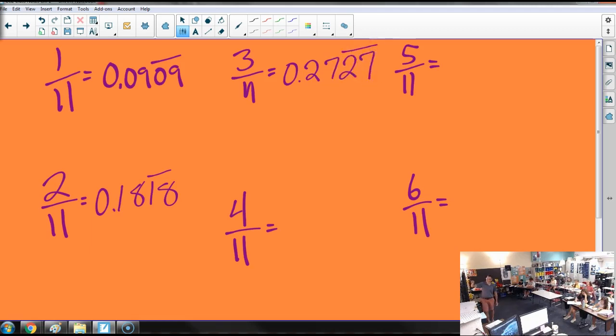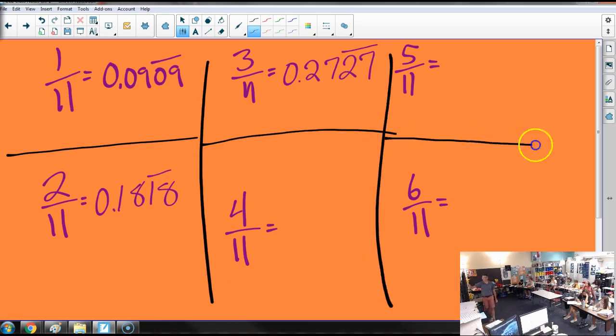1/11 gives us 0.09090909. Molly? 0.18, 18, 18. 3 11ths, you can keep going if you think you. 3 11ths is 0.2727. So what do you think 4 11ths is going to be?